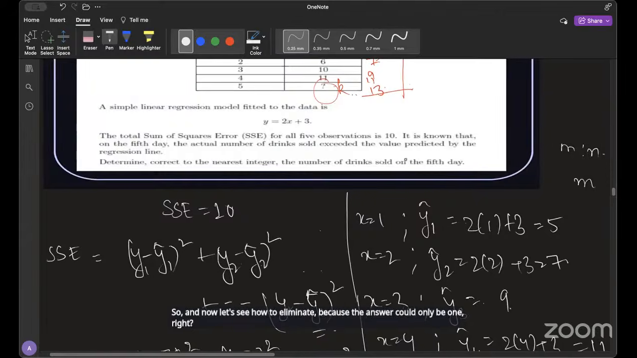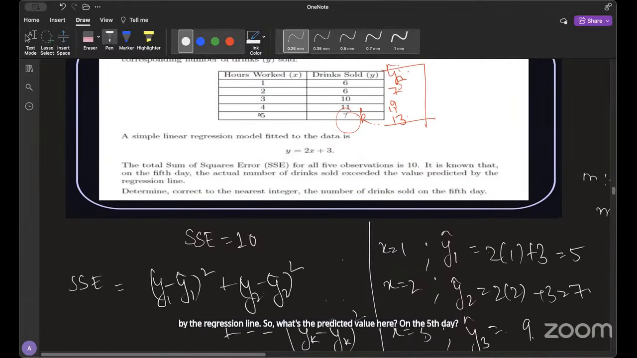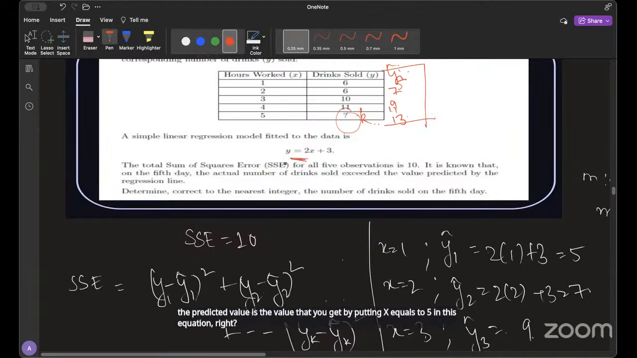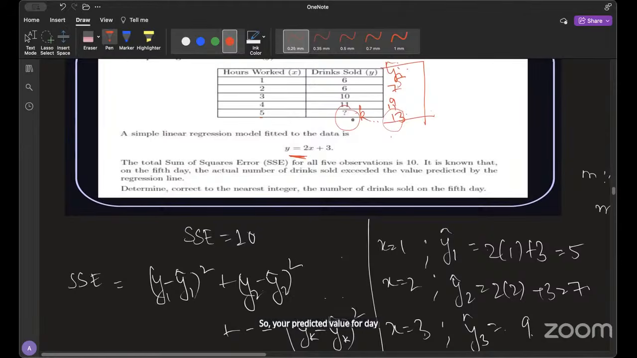Let's check how. It is known that on the 5th day, the actual number of drinks sold exceeded the value predicted by the regression line. So what's the predicted value here? On the 5th day, the predicted value is the value that you get by putting x equals 5 in this equation, right? And that's 13. So your predicted value for day 5 is 13. You have to find the actual value. That's what we're trying to find.